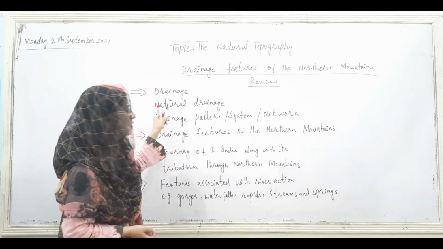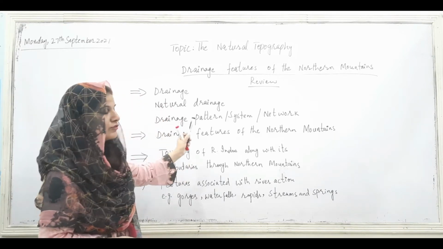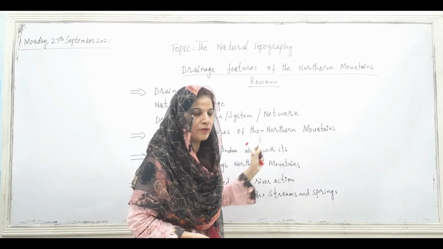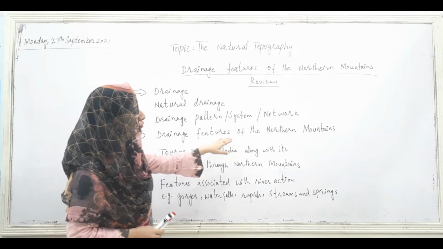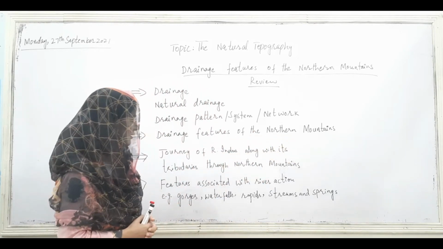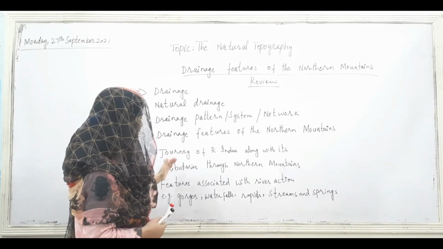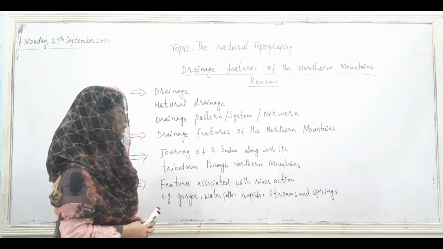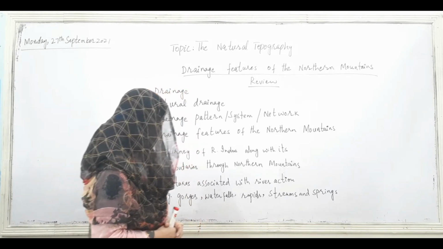So we discussed the term drainage, then natural drainage, then drainage pattern, system or network. Then we learned about the drainage features of the northern mountains, the important drainage features located there, like rivers. Then the journey of river Indus along with its tributaries, either eastern tributaries or western tributaries.